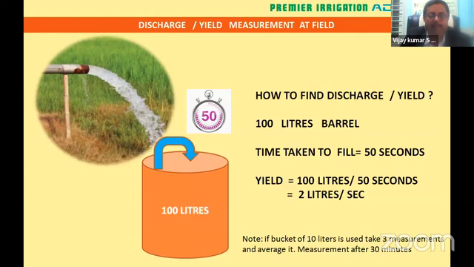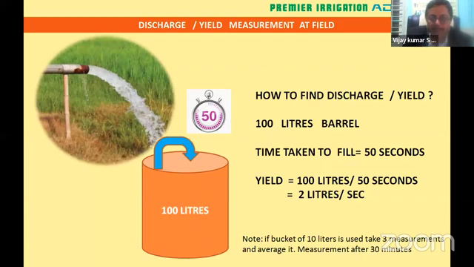Now again, you have to factor one more thing. If you have taken the survey and you have taken this measurement immediately after summer, then this value is more or less correct. But if you have taken it at the end of the rainy season, I would request you to factor it by around 80% or 70%. That means if it is 2 liters, you take for your design 2 multiplied by 0.8, so 1.6 liters per second. So that will be the factoring that you will have to do.